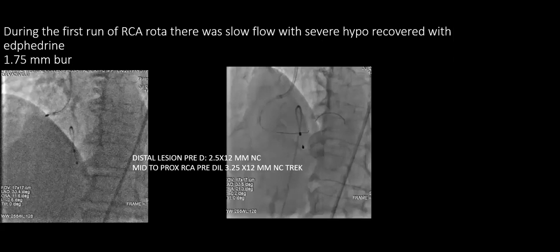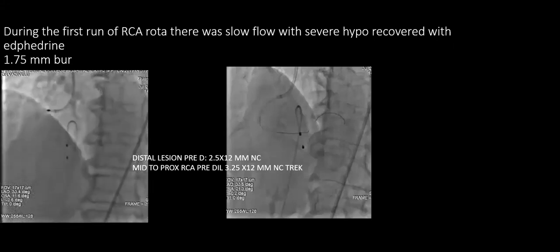But having said that, this is not the ideal way to do. Always stage it on 2 different days. Never do rotablation in 2 different vessels in an elderly, frail patient, because this patient more often is going to have some form of complication. In this patient, after the first run, he had a significant hypotension, which recovered with ephedrine.